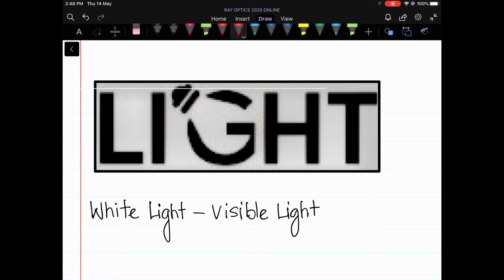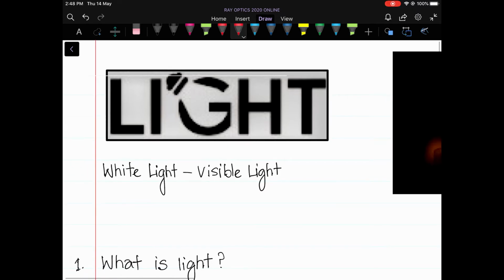Okay, here we are trying to understand what is light. We'll do that in a simple way. We'll not go into much detail, but let's just have a small discussion on that. Now, when I use the word light, I basically mean white light also, or we also have another name for it. We call it visible light.